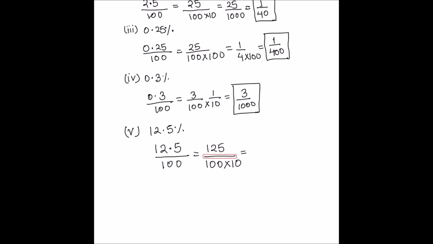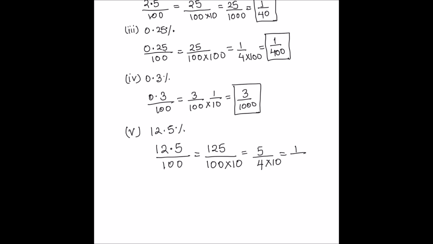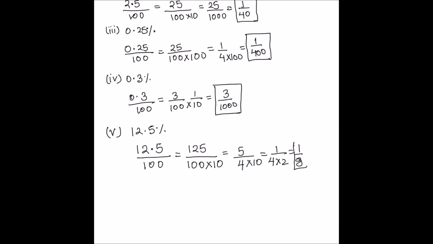Both have the common factor of 25. So 25 times 5 is 125, and 25 times 4 is 100 times 10. This can further be reduced because 5 and 10 have a common factor of 5. 5 times 1 is 5 and 5 times 2 is 10. So that's 1 upon 8. So this is our final answer. We are going to box the answer.